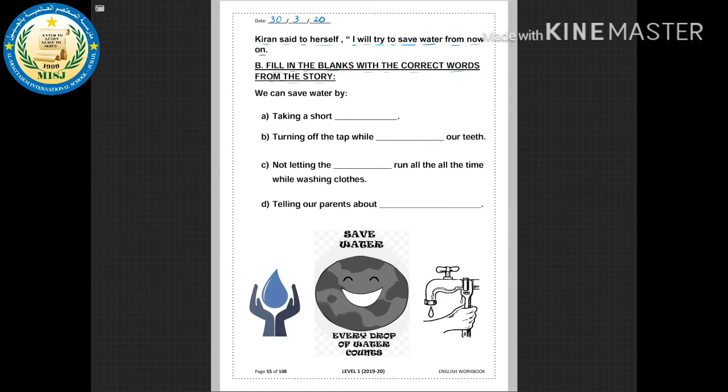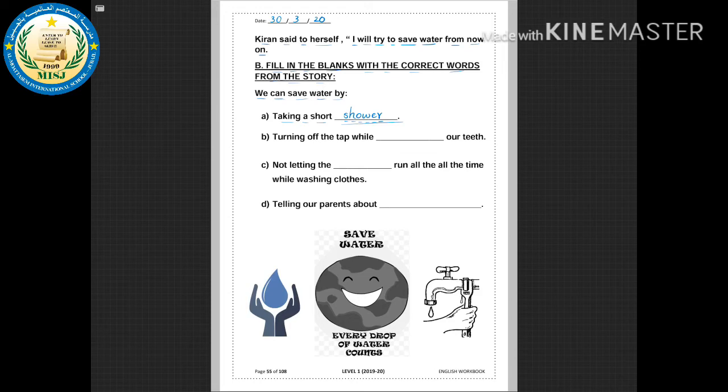Now, we all have read the story, right? I think we are now able to fill in these blanks with the correct words from the story. Put your fingers, students. All of you, put your fingers where the teacher is reading. We can, and also repeat after me. We can save water by Part A, taking a short dash. What is it that we should take short in order to save water? Who can tell me? Yes, short shower. Excellent. Shower. Taking a short shower. Very good.